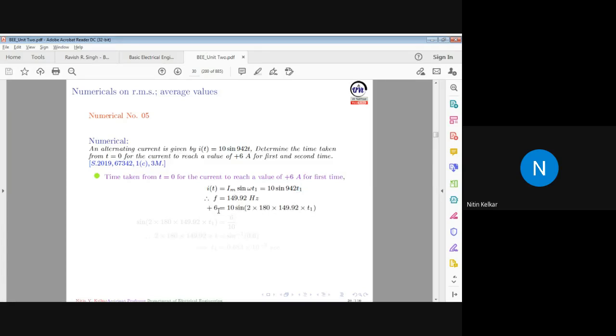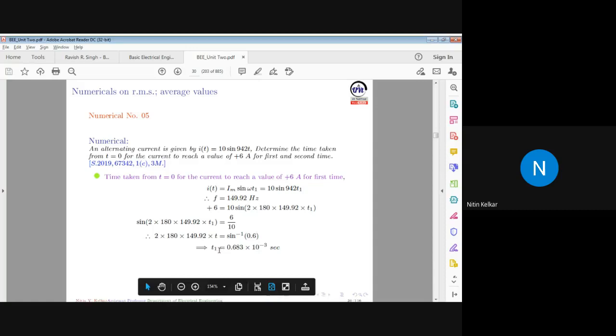So here I have substituted i(t) equal to plus 6, and this angle I need to substitute in degrees, that is the value of pi. So I have substituted it in degrees. So it is 180 degrees, that is equal to pi radians. So now I can calculate the value of t1. So value of t1, if you calculate it, you will get it equal to 6.83 into 10 raised to minus 4 or 0.683 into 10 raised to minus 3 seconds. So at this particular time, the current will attain plus 6 ampere value for the first time.